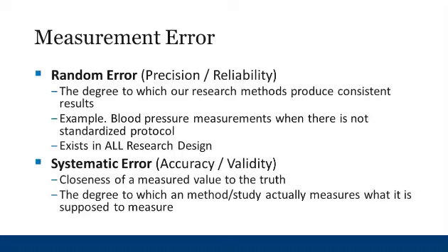Another issue that you can run into with research design, the other type of error, is systematic error. And systematic error is typically referred to as accuracy or validity. So you think back to that comment about the archer and aiming at a bullseye. Accuracy and validity is the ability to actually hit the bullseye. It's the closeness of a measured value to the truth. Or, in other words, the degree to which your study actually measures what it is supposed to measure.